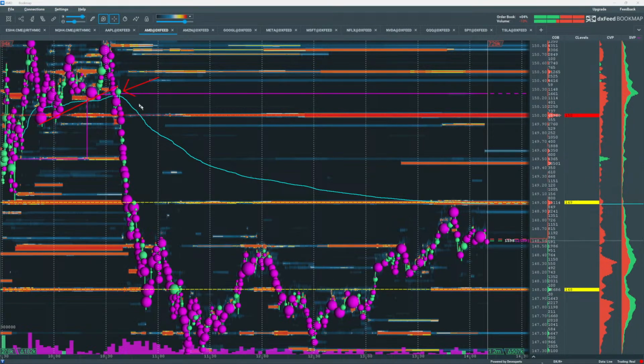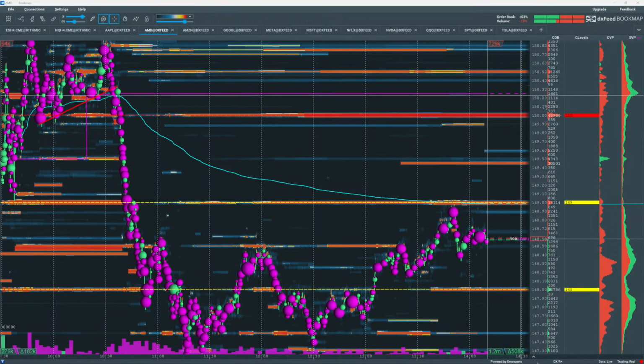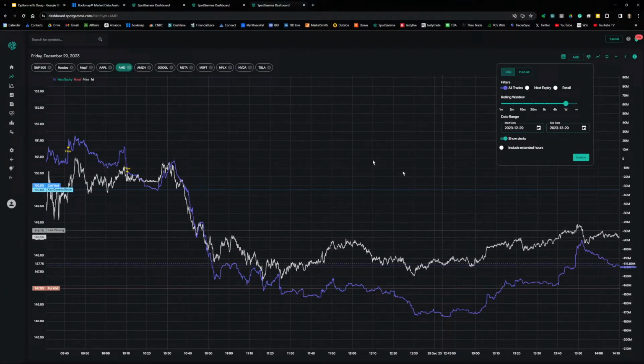Price breaks below the point of control, that's the purple line, as well as VWAP, that's the blue line. So a short setup there in AMD, signaled by both order flow and also hedging flow. 150 is the call wall, the key gamma strike, and price breaks below that as traders sell calls and buy puts.